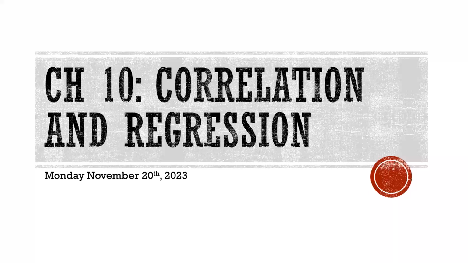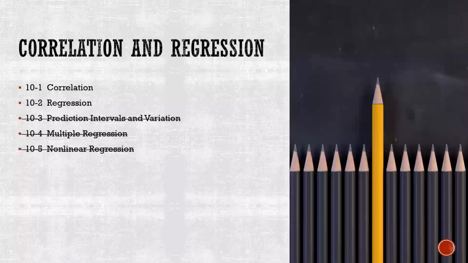So we're going to learn a small amount about correlation and regression. This chapter has a lot of sections. We are just focusing on sections 1 and 2, and they're both fairly straightforward, right? So I think this stuff is actually pretty easy.